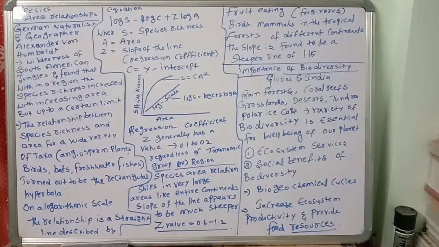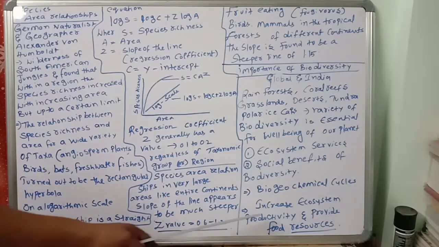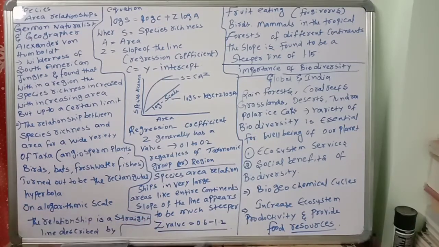Next, increased ecosystem productivity and provision of food resources. For example, with biodiversity, when more species are there, productivity will be higher and it provides food resources. So more species means more food and more resources will be formed.